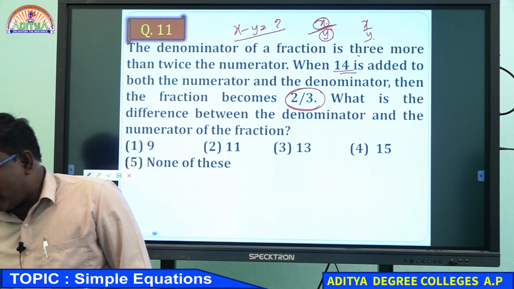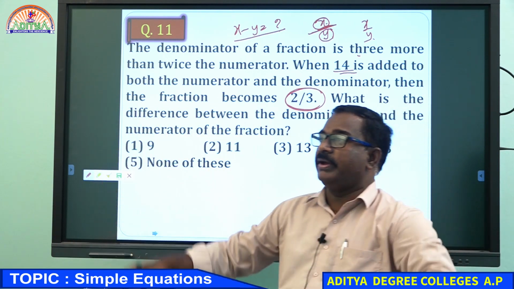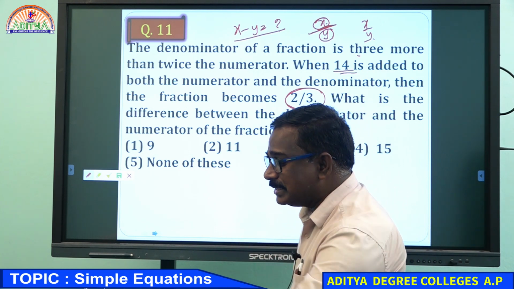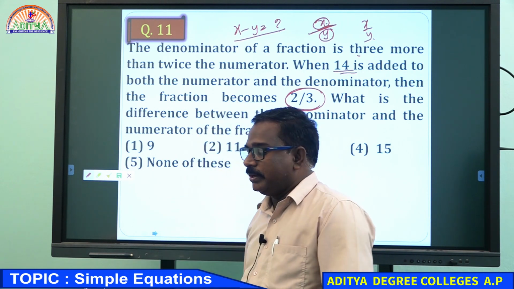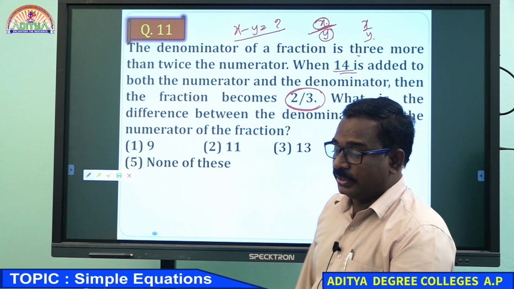Nowadays, sometimes they are not giving options. Keep that in your mind. When options are not given, you need to solve in a simple manner. That's why more importance is there for simple equations. Easy questions only will be given, but a little twist will be there that you need to understand carefully.